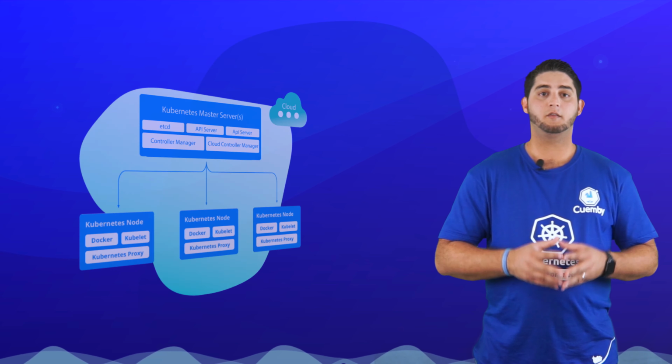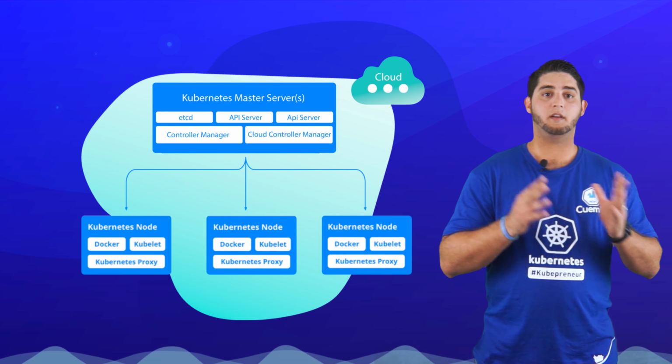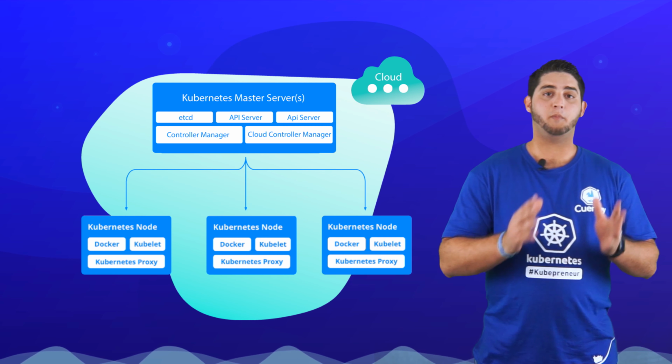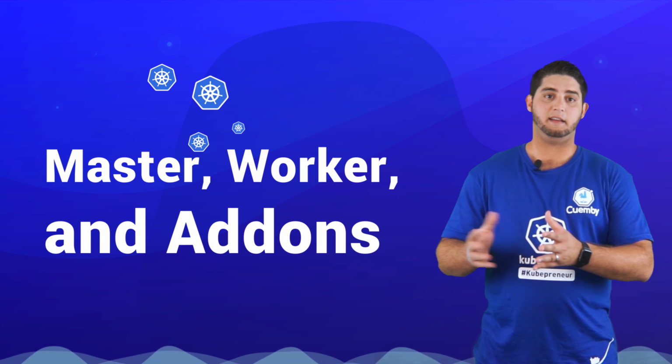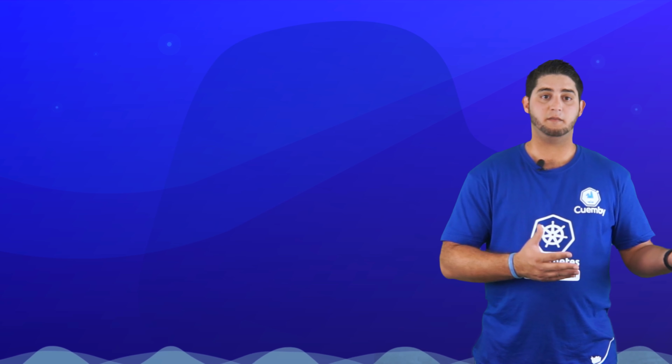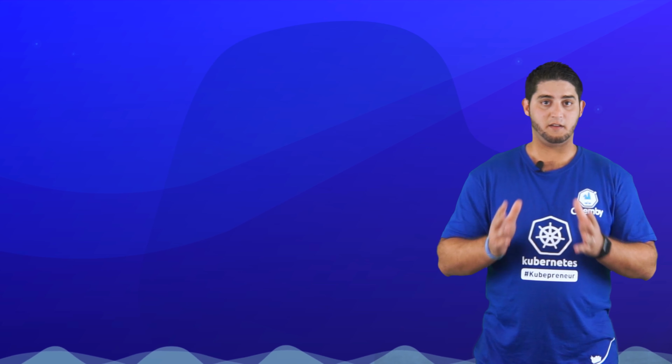A quick recap of today's episode. Kubernetes is a modular platform with three component groups: masters, workers, and the add-ons, making Kubernetes flexible and extensible. In the next episode, we are going to cover the main Kubernetes objects.